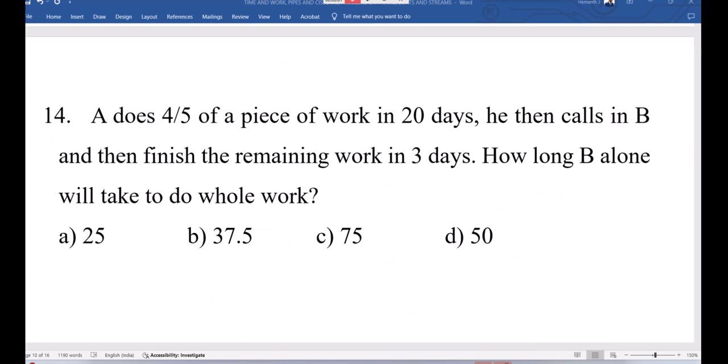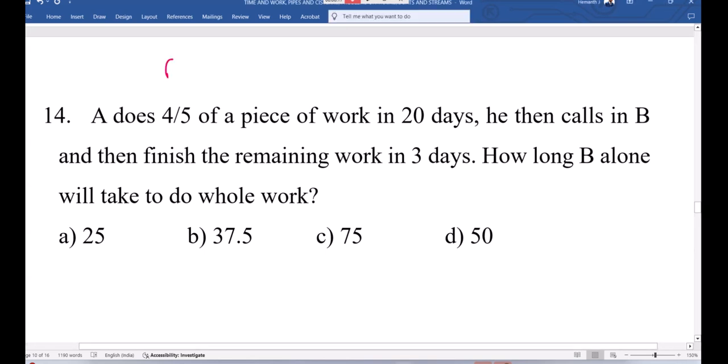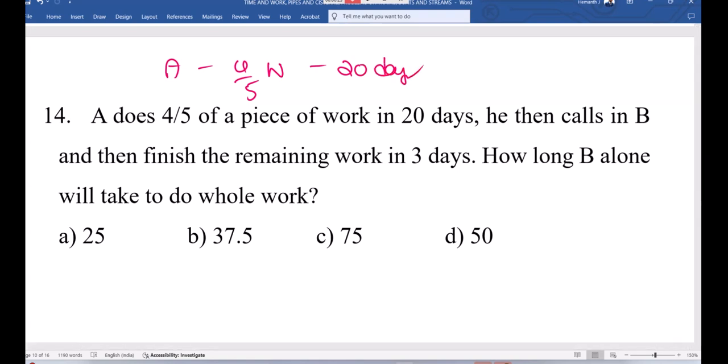Good question. There are many ways to solve this question. One way is to find A alone, how much time for the entire work; A plus B together, what is the time taken for the full work; then B alone. A completes 4 by 5th of the work in 20 days. For the full work, what is the time taken? 4 by 5th of the work in 20 days means 1 by 5th of the work in 5 days. Full work will be completed by A in 25 days.